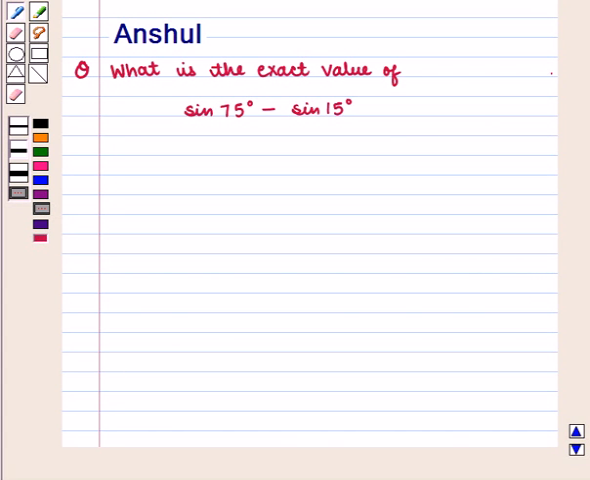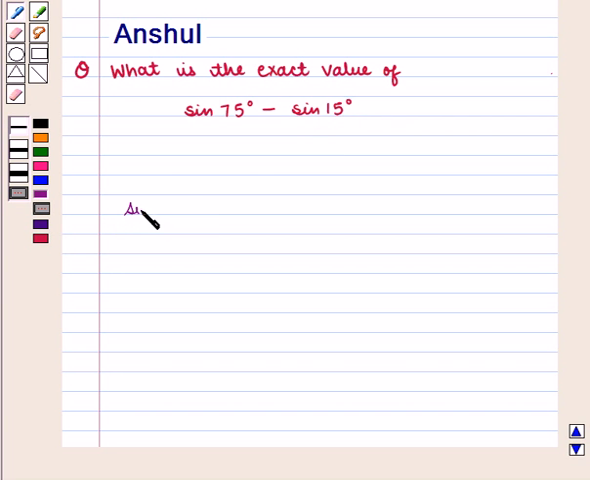In this session, we are going to discuss the following question, which says: what is the exact value of sine of 75 degrees minus sine of 15 degrees?